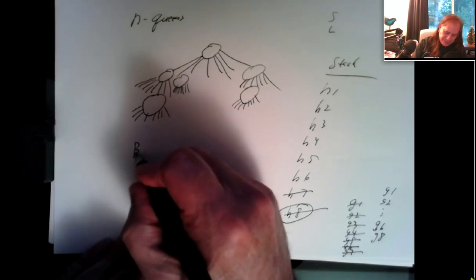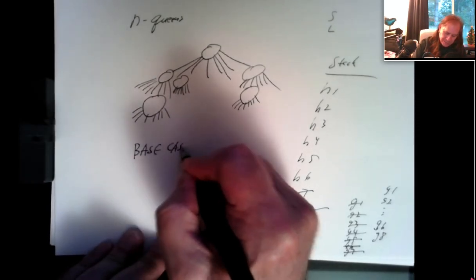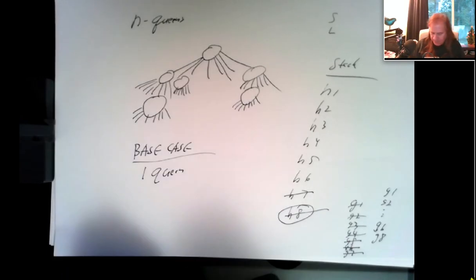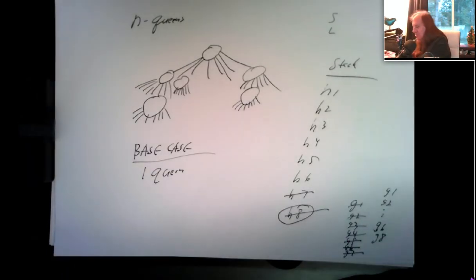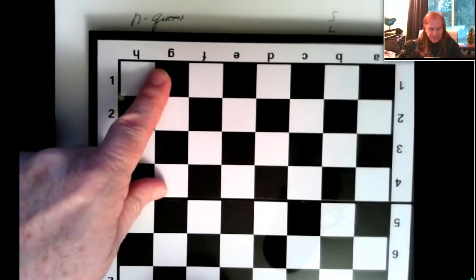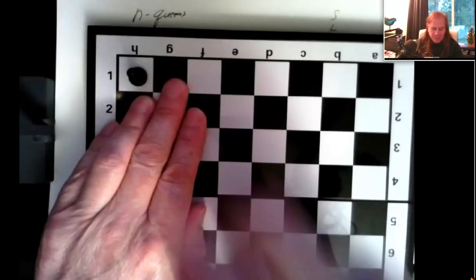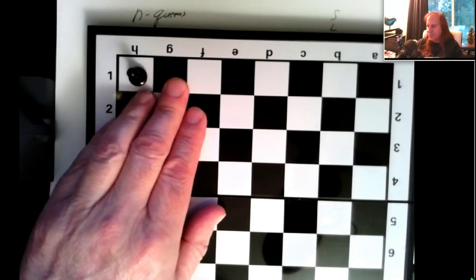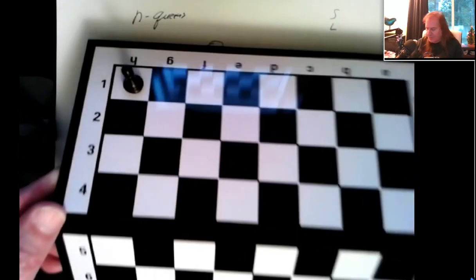And remember, we always need a base case. Well, what's our base case? 1 queen. If we have a 1x1 board and we have a single queen, let's say that's our entire board is H1, we have 1 queen, well, we just put our queen there and we've solved the 1 queen problem. We have one queen and it's not attacking any other queens on the board. So the base case is trivial.